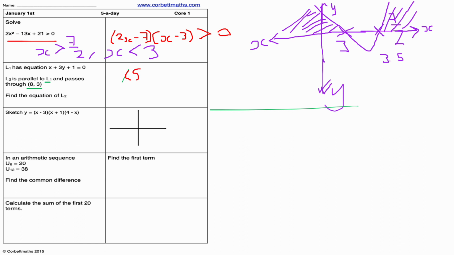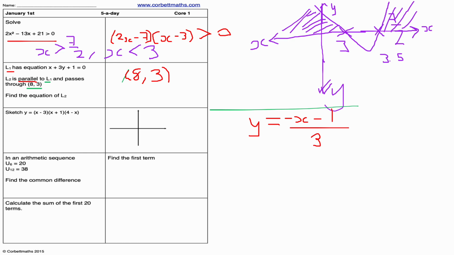So it's (8, 3). Now find the equation of L2. Parallel means it has the same gradient. So let's rearrange L1 in the form y = mx + c to deduce what the gradient is, and then the coefficient of x will be the gradient for L2, because it's the same. So taking away x and 1 from both sides, and then dividing by 3.